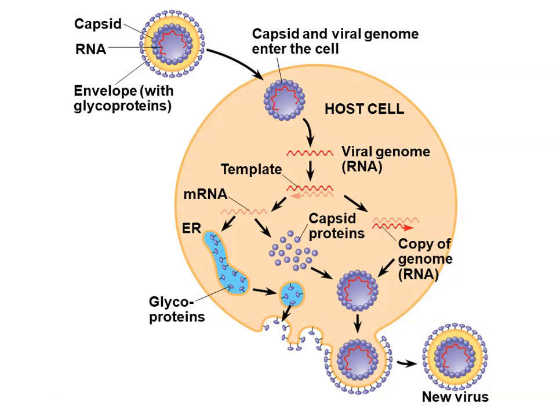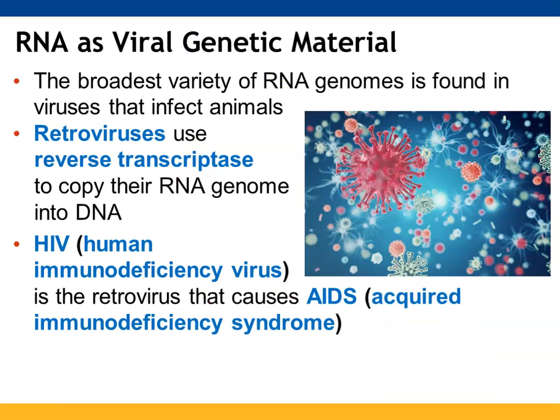The RNA gets used either directly to make your proteins in translation or to make a template. It then can get copied, and the capsid proteins as well as the glycoproteins can get made, and additional virus molecules are formed. So the cell itself remains intact, but a lot of its resources get used to make additional copies of that virus.